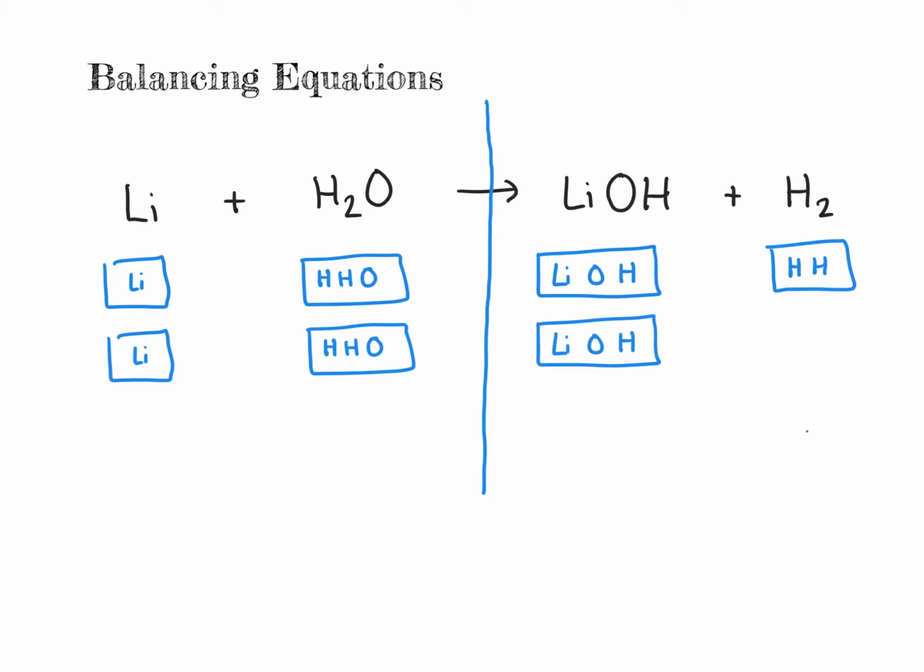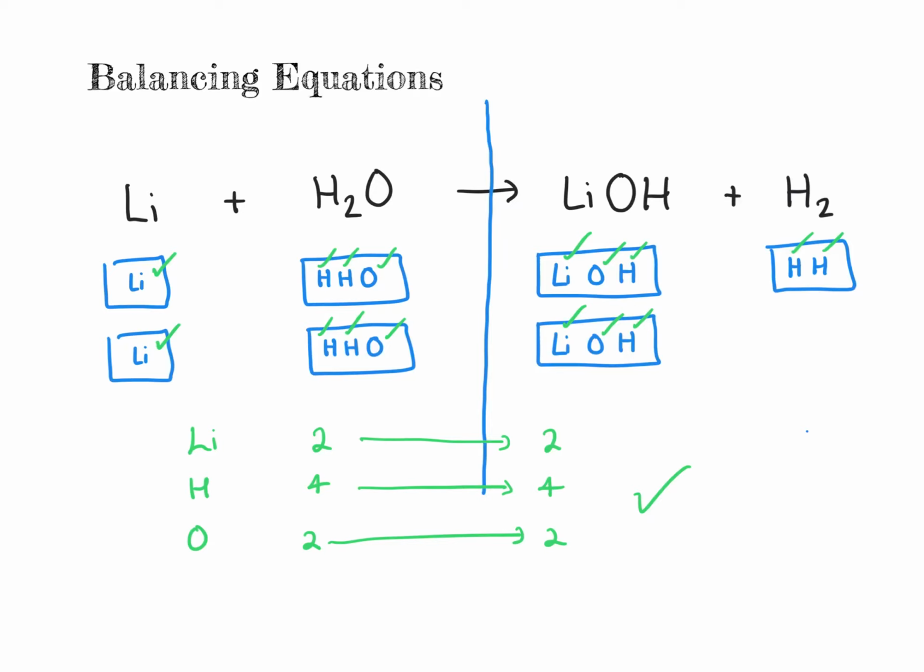So let's just do a little tally at the bottom. Lithium. On the left, we have got 2, 1 there and 1 there. And on the right, we have got 2, because we've got 1 there and 1 there. Hydrogen. On the left, we've got 1, 2, 3, 4. And on the right, we've got 1, 2, 3, 4. Oxygen, on the left, we've got 1, 2. And on the right, we've got 1, 2. There we go. So that's the same, that's the same, and that's the same, which means this is a balanced chemical equation.